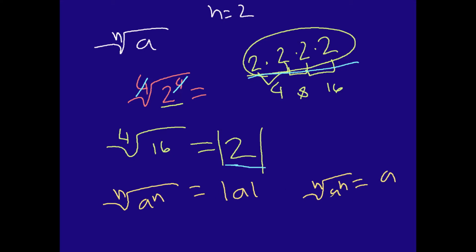So if it's even, you're going to get the absolute value, but if it's odd, it's going to be like this. And basically what they mean by even and odd, I believe, is that even is a positive number, odd is a negative number. So that's for the final result, if you will. Okay.